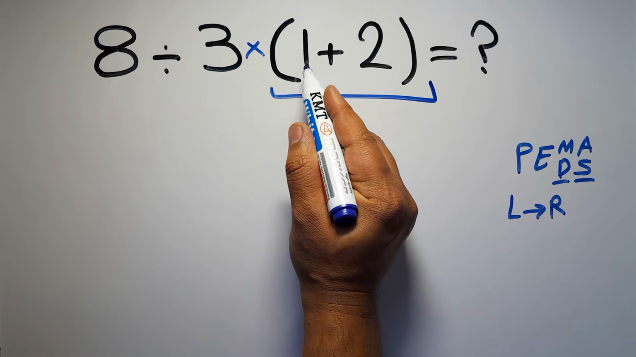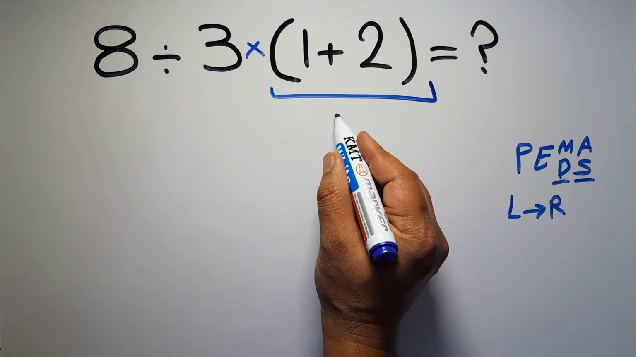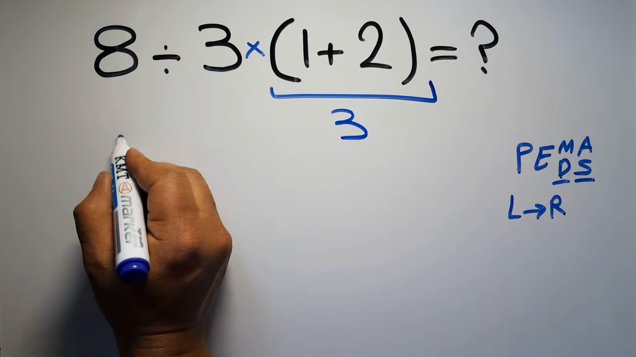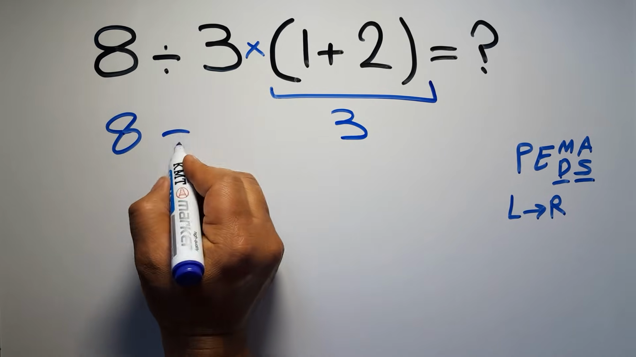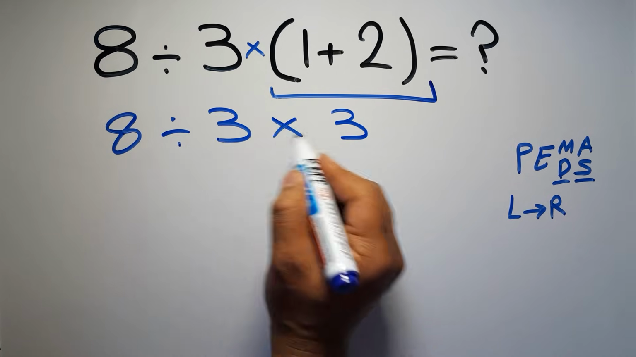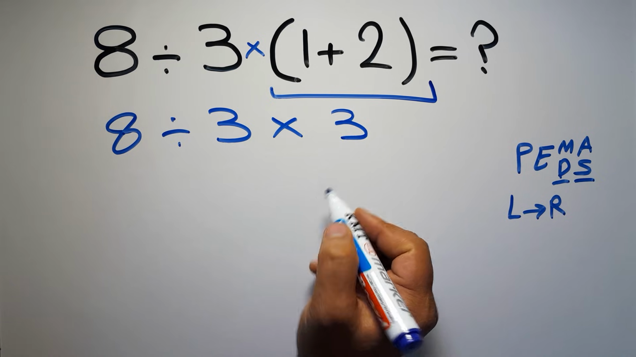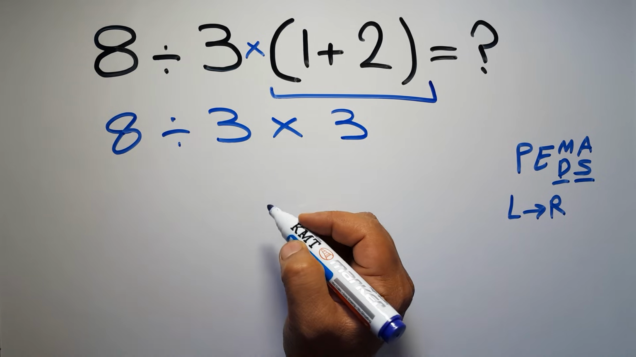Inside this parentheses we have 1 plus 2, which equals 3. So 8 divided by 3, then times 3. Now we have one division and one multiplication.